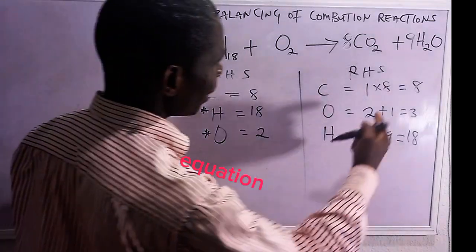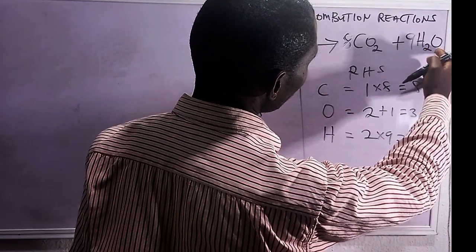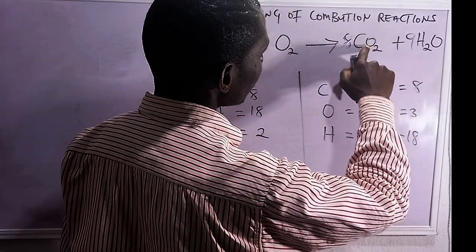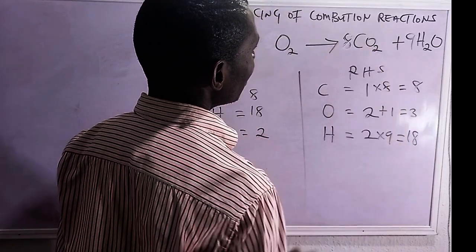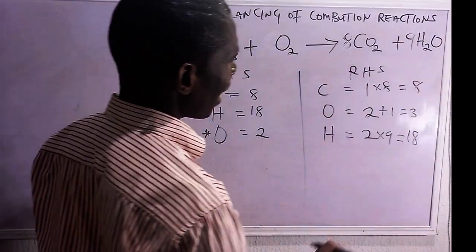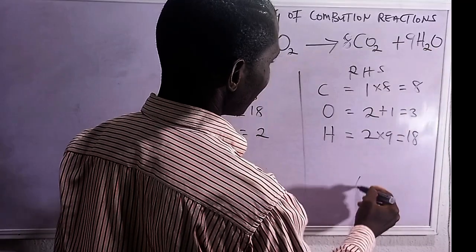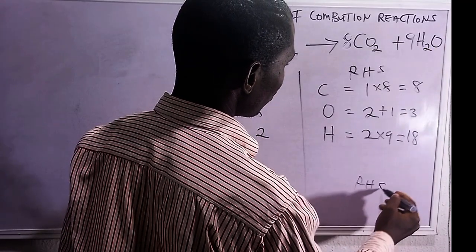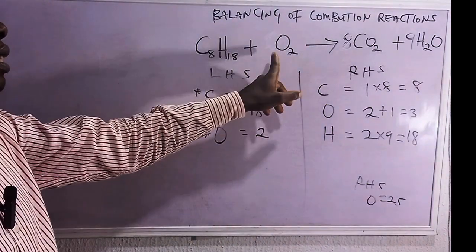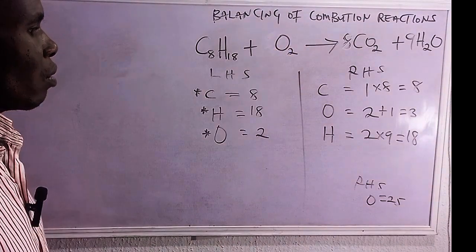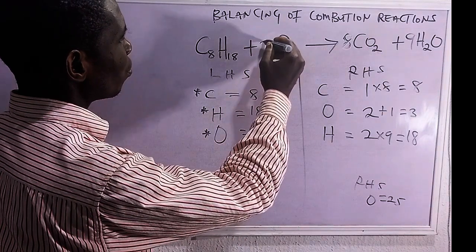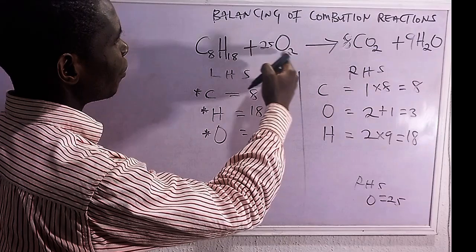So lastly, we are going to recheck the number of oxygen at both sides of the reaction. Now we have 9 oxygen plus, this is 8 times 2, 16. 16 plus 9, so we have 25 oxygen at the right hand side. At the right hand side now we have oxygen to be 25, while at the left hand side we have oxygen to be 2. Since we already have 2 here, if we put 25 here, we'll be having 50 oxygen.